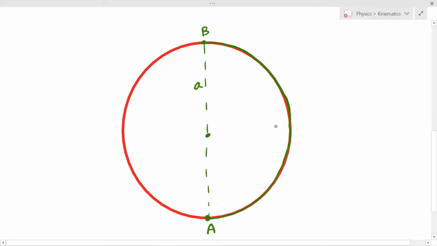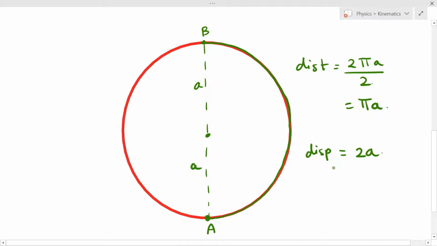Now what is the distance traveled by the cyclist? Distance will be 2 pi a divided by 2, that will be pi a. And what is the displacement? Displacement will be 2a, because the change between the final position and the initial position is 2a. So this is 2a in this direction, that is alpha is equal to 90 degrees now.